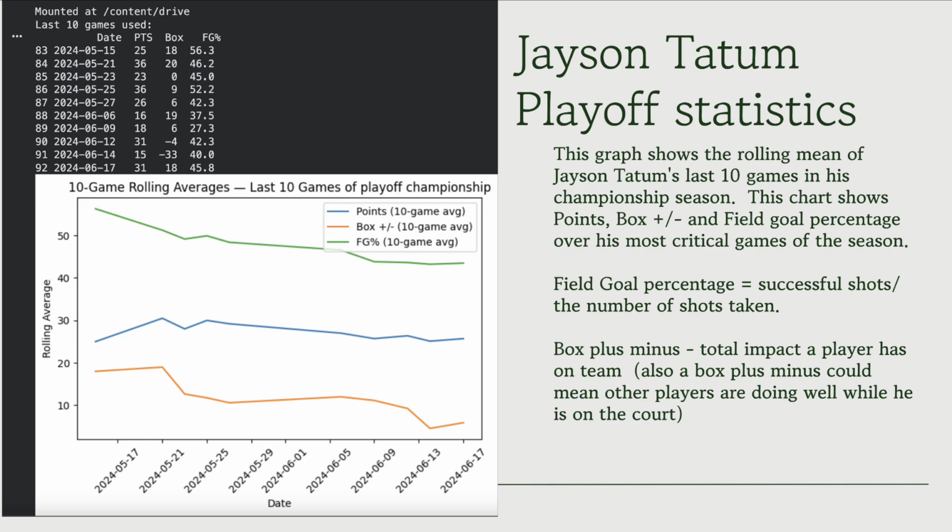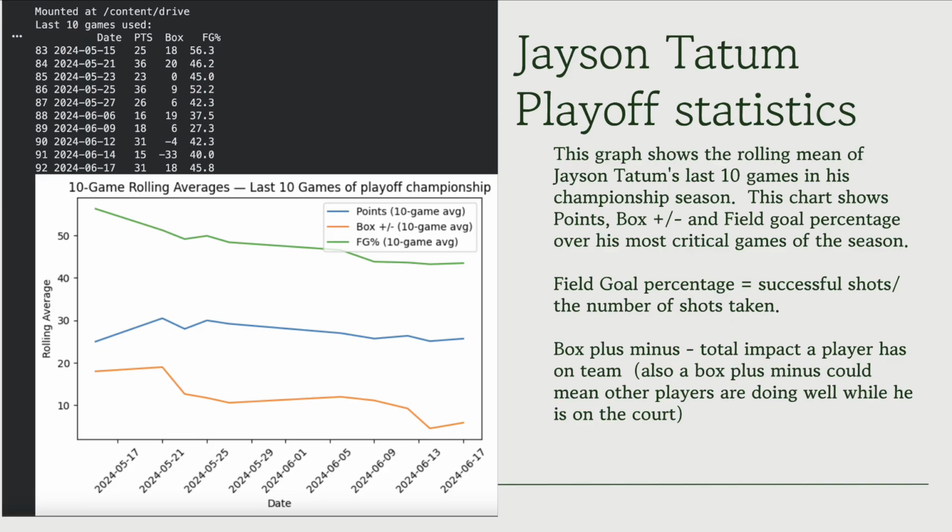In Game 1 of the NBA Finals, he has a field goal percentage of 37.5%, which is data point 88. In Game 2, he has a field goal percentage of 27.3. What you'll notice is that despite this awful field goal percentage, he has a box plus minus of 19 in Game 1 and a box plus minus of 6 in Game 2.